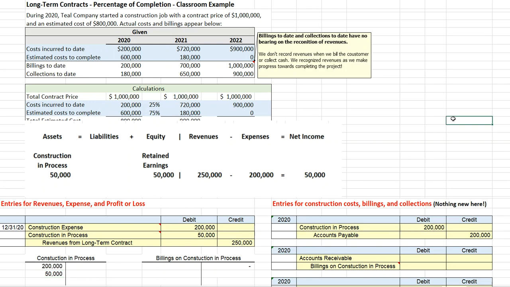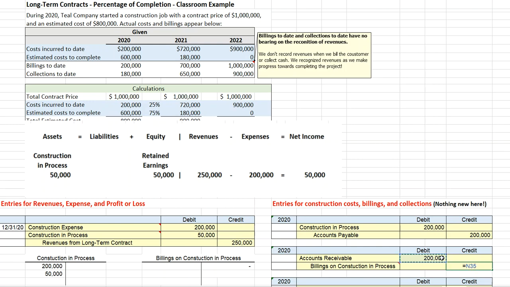Now, in terms of billings on long-term contracts, they probably have something to do with the work we perform, but they can be different than the amount of cost we incur. In this particular problem, we're assuming we're going to bill $200,000 in the first year. And of course, whenever we bill anyone anything, we debit accounts receivable. On our construction contracts, the interesting thing will be a credit to billings on construction in process.